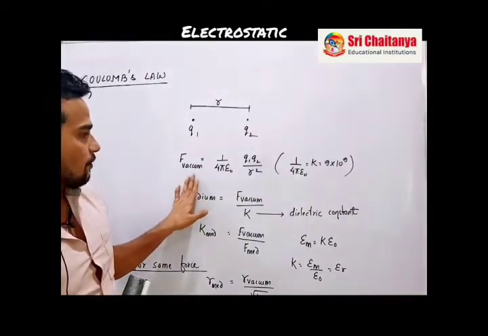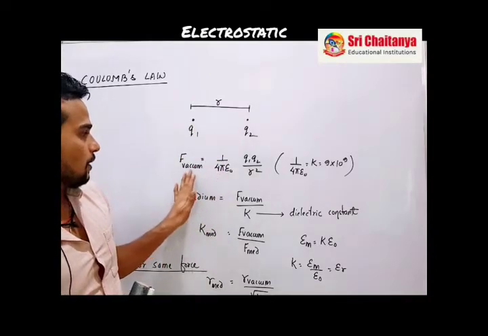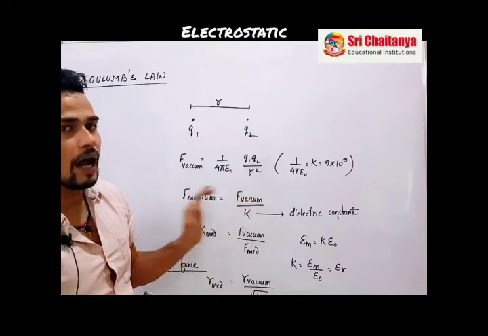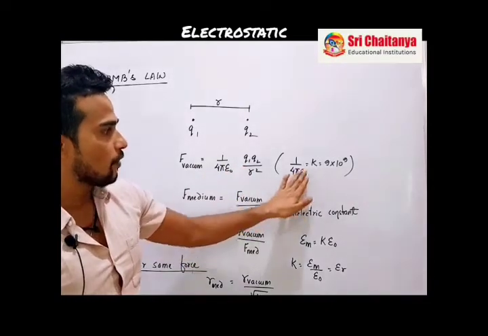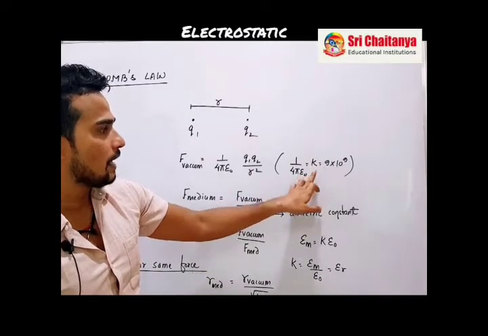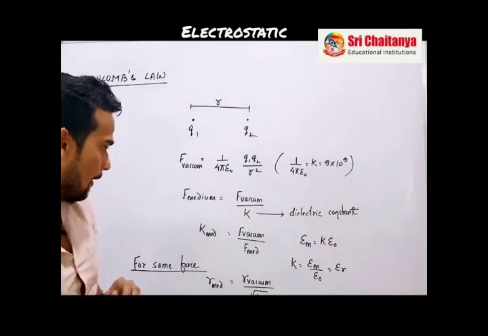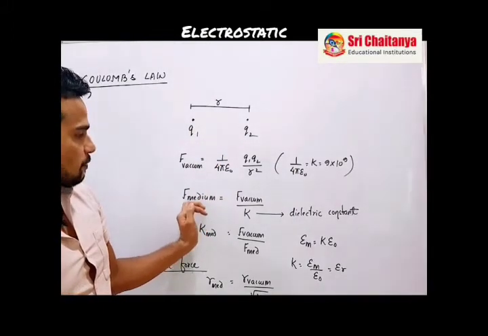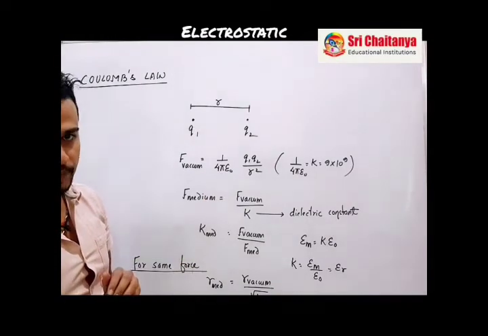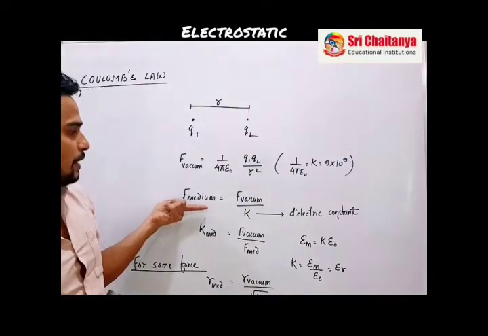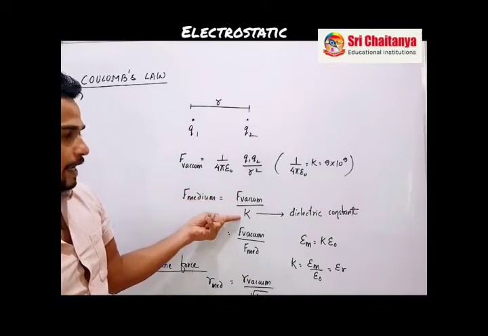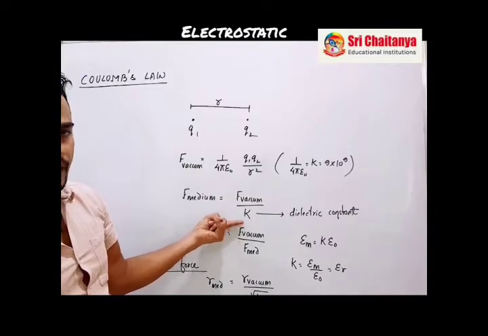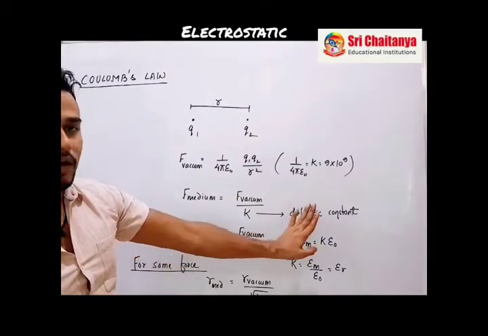And the value of that force in vacuum, if the medium between them is vacuum, you can write as 1 by 4 pi epsilon naught times Q1 Q2 upon r square. And this 1 by 4 pi epsilon naught we also represent as K, that is 9 into 10 to the power 9. But once you take these charges in a medium, the net force between the charges will be reduced, and the value of that force in a medium will become 1 by K times. That is, force in medium will be equal to force in vacuum divided by K, and this K is known as the dielectric constant.